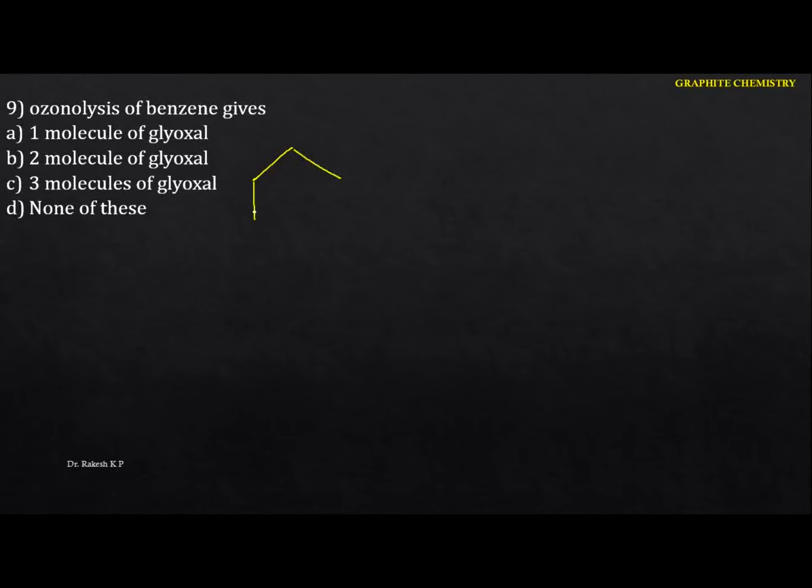This is the benzene. I'm going to indicate the alternate single and double bonds: double bond, double bond, double bond. Whenever it reacts with ozone, we know it has three double bonds, which means you require 3 moles of ozone. See the first one here. It completely breaks this double bond, and here you are going to get the ozonide like this.